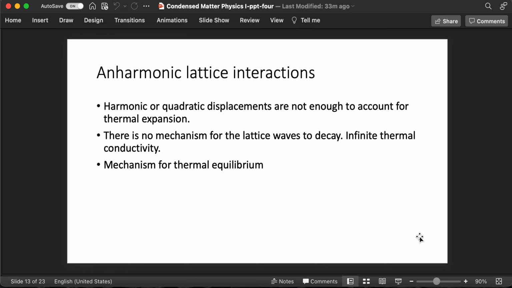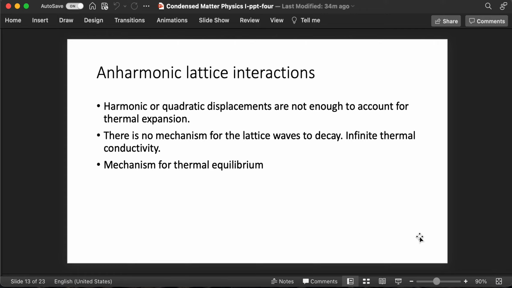Now that's all I have to say about the harmonic approximation. We'll now move on to anharmonic lattice vibrations. Now the simple harmonic approximation is not enough for accounting for several physical phenomena that we see in solids, particularly in insulators, where there are no free electrons, so the data is not clouded by the contribution from the electrons.